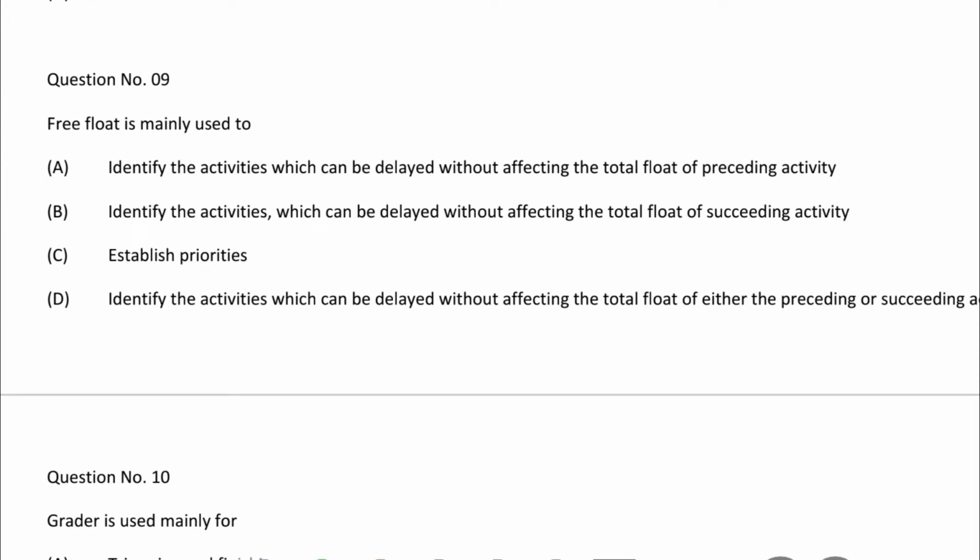So next question, free float is mainly used to: option A, identify the activities which can be delayed without affecting the total float of the preceding activity; option B, identify the activities which can be delayed without affecting the total float of the succeeding activity; option C, establish priorities; option D, identify the activities which can be delayed without affecting the total float of either preceding or succeeding activity. So the correct answer is option B, identify the activities which can be delayed without affecting the total float of the succeeding activity.